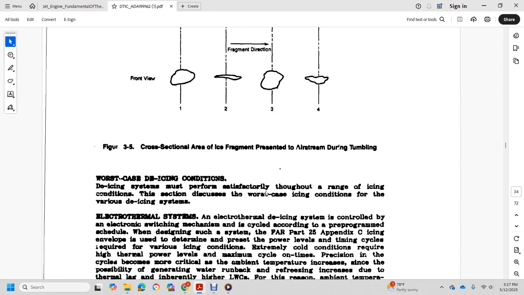Worst case de-icing condition: the de-icing system must perform satisfactorily throughout the range of icing conditions. This section discusses the worst case icing condition for various de-icing systems.